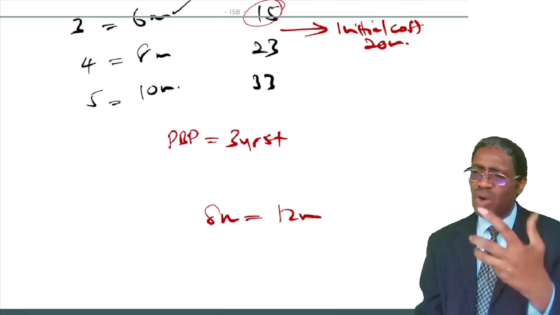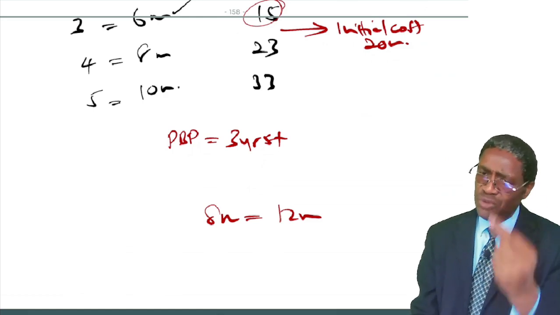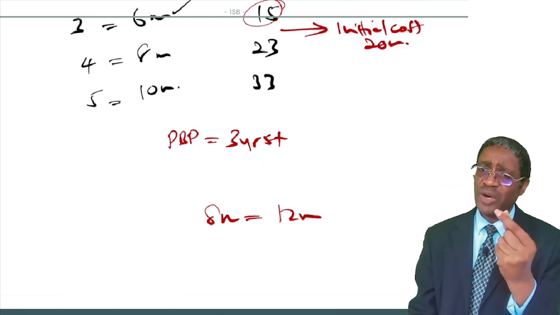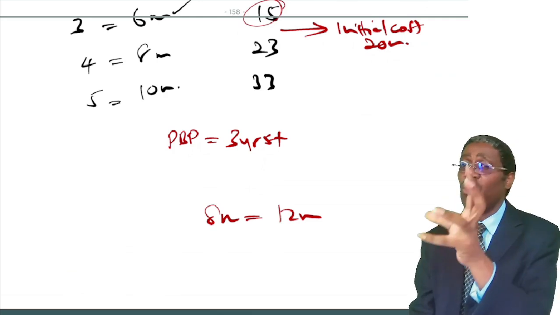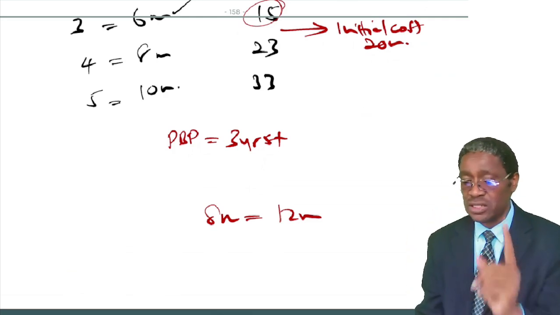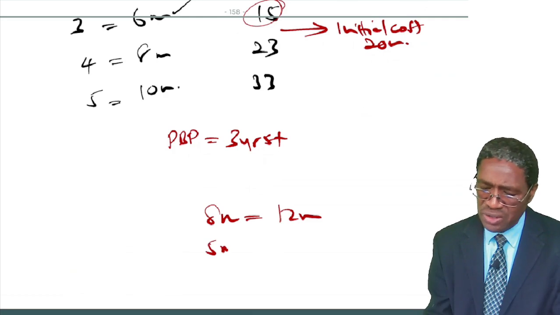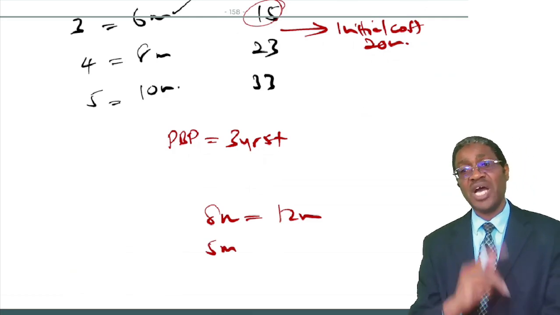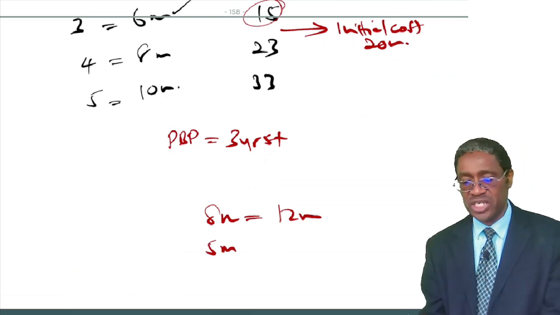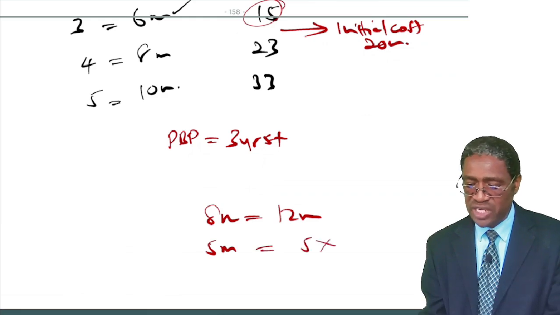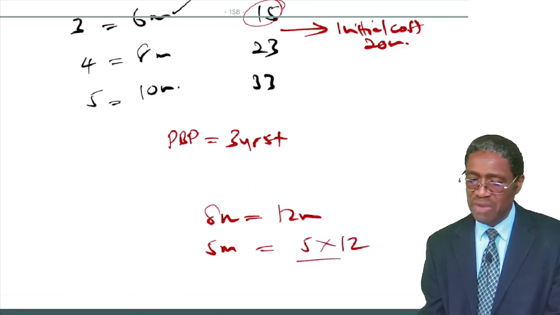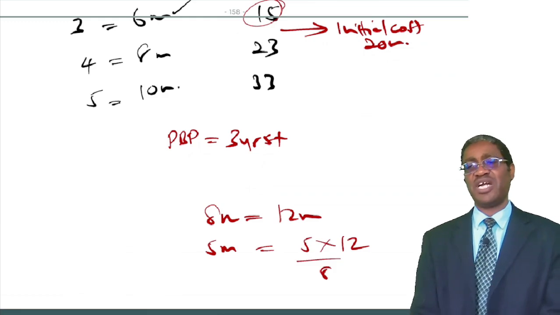Okay? Then you argue by saying, if in the fourth year, I'm going to recover 8 million, and it will take me a whole of 12 months to recover my 8, how long will 5 million take me to recover? It will be 5 times 12. You divide that by 8.